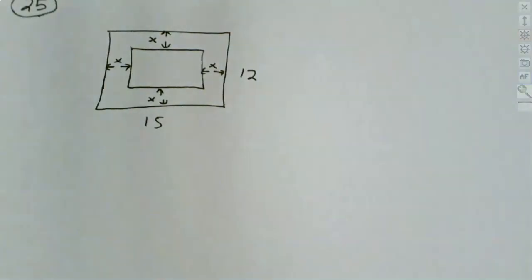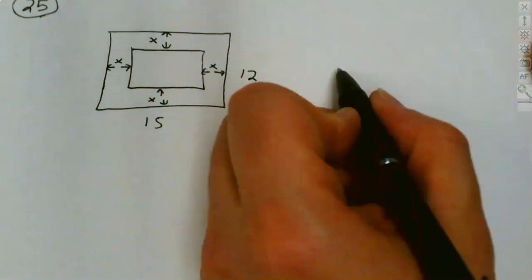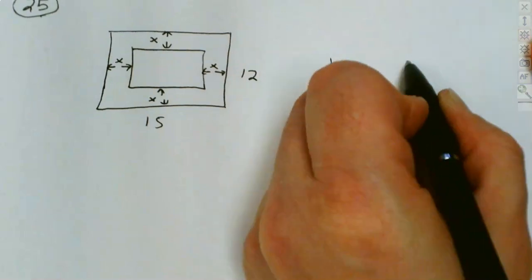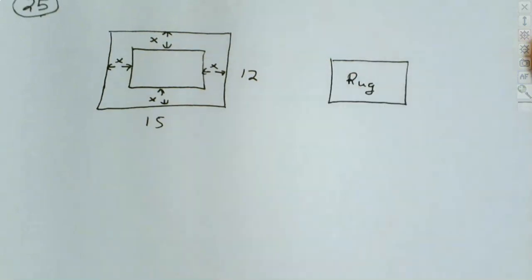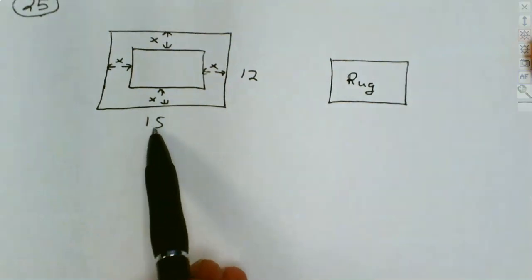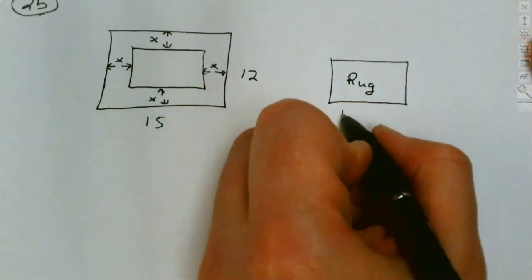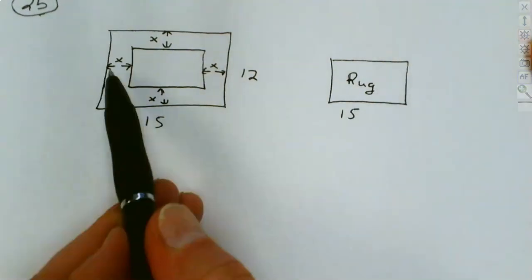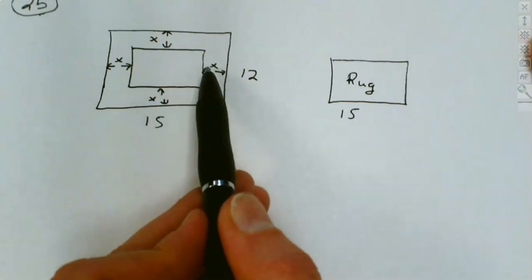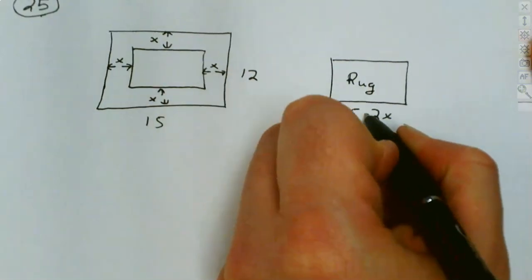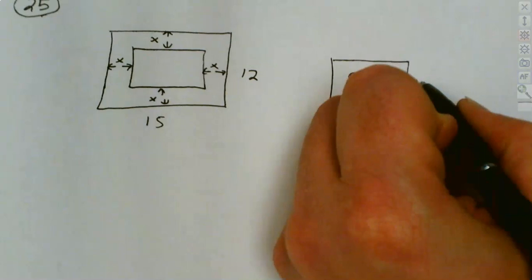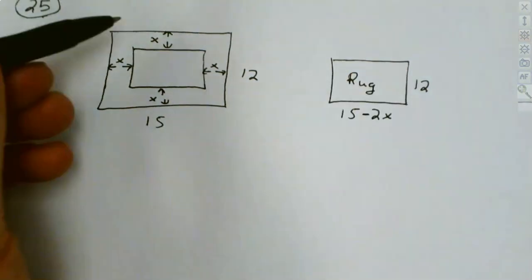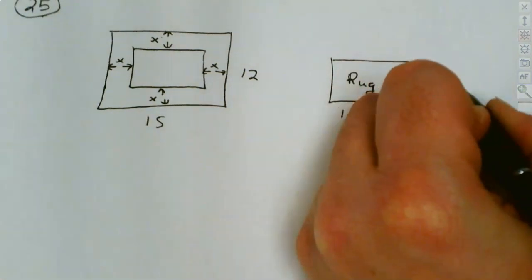Now let's try and figure out what the dimensions of that rug are going to be. If I take that rug out on its own, that rug has to fit in this room. This room is 15 feet long. Now there's some missing because of the border. So we know it's 15 feet, and then we'll have to take off an X and another X because there's two sides here that have to come out, two pieces of border. So the length of that rug is going to be 15 minus 2X. Now what about the width of this rug? Well, it's 12 feet for that room. How much is gone? X and X. So that's 12 minus 2X.